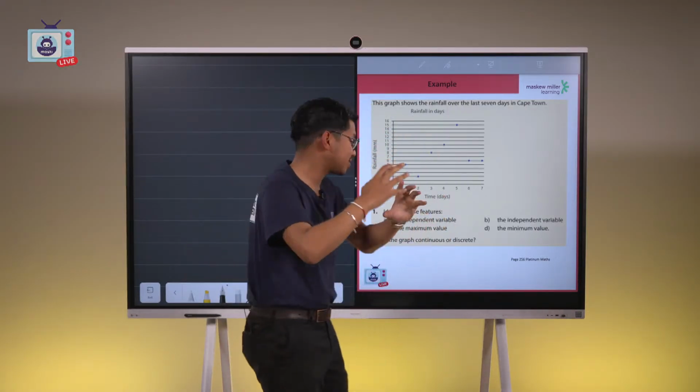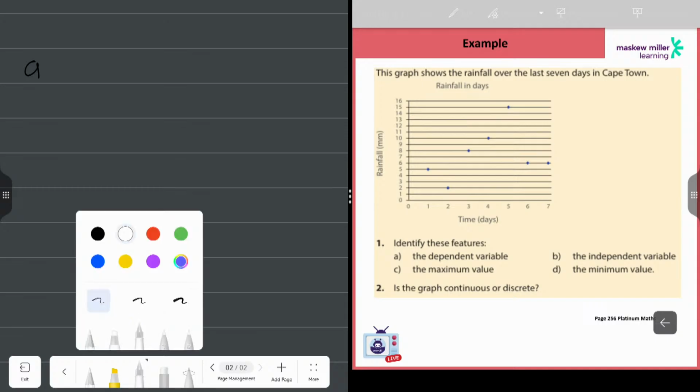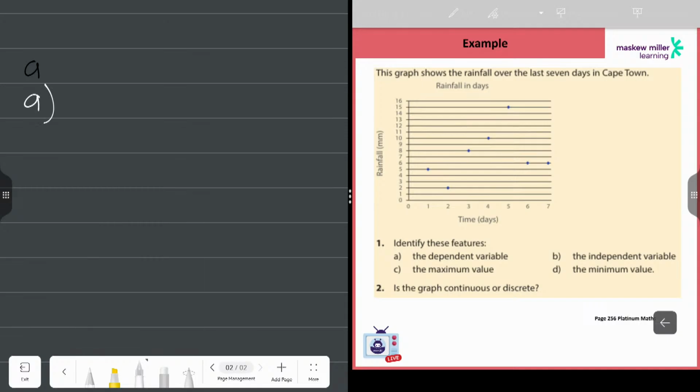So we must firstly understand that we have rainfall that is given in millimeters, so it ranges from 0 to 16 millimeters, and we have time in terms of days, so we're working in days here, that is given by our independent variable over here. And this is what it's all about. It's about interpreting, understanding, expanding on what is happening in the picture over here. So, to answer the first question, let me just change my color because we can't have black on black. So, for A, it wants us to identify what the dependent variable is.